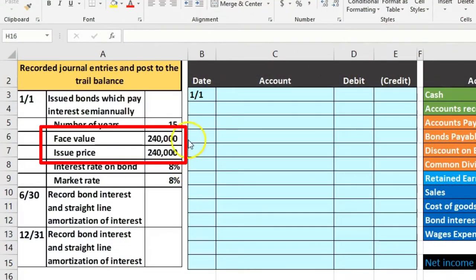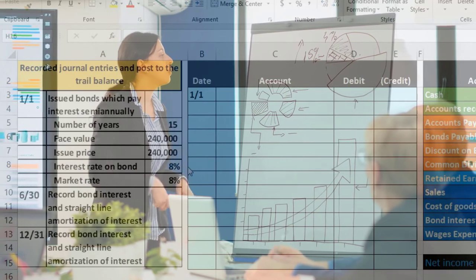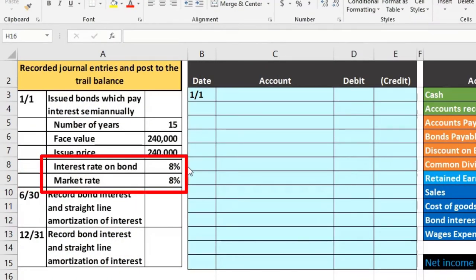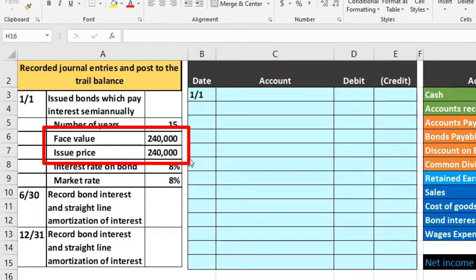Why then do we need to say that there's a face amount and the issue price, and what's the deal with these interest rates? Note that the bond is a little bit different than a normal note in that if it's pre-written, we could still negotiate sometime in the future, and if we do so, the market rate could differ from the bond rate. So if a problem says that the market rate is different than the bond rate, that will most likely result in us issuing it for some amount other than the face amount.